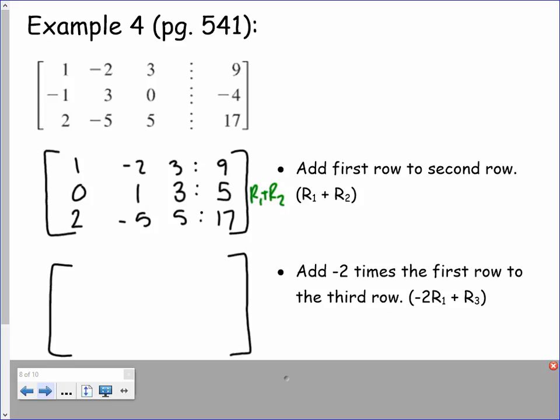Which row am I changing? The third row. To the third row. So I could write the first and second. They're not going to change. When I do elementary row operations, I only change one row at a time. So I'm going to write the first 2 and not change them at all. 1, negative 2, 3, 9. 0, 1, 3, 5. But down here, I'm going to do negative 2 times row 1 plus row 3.